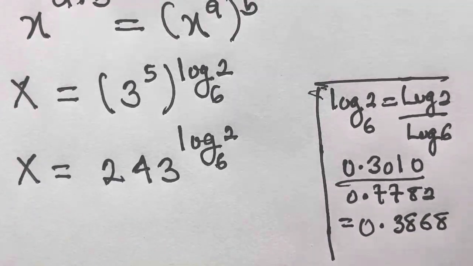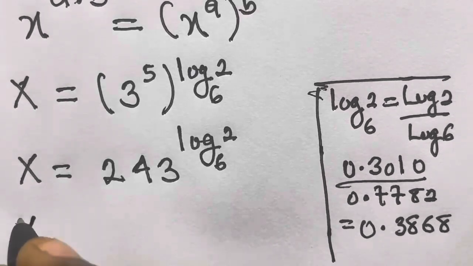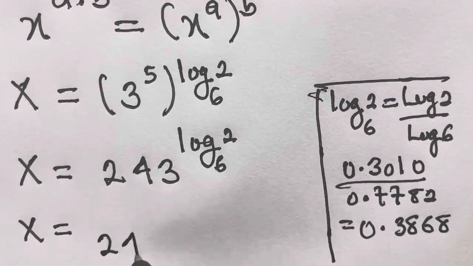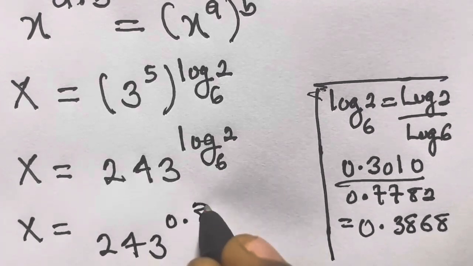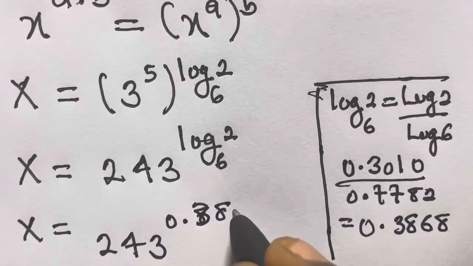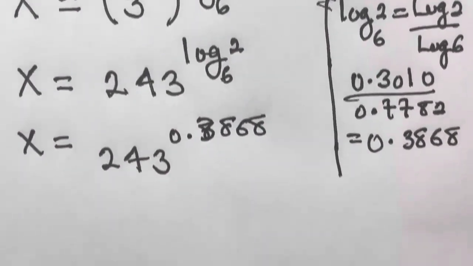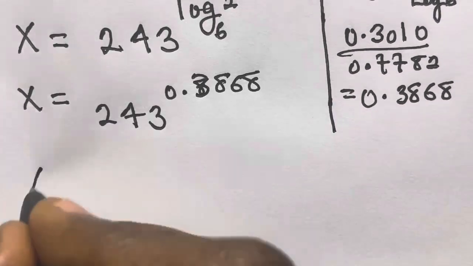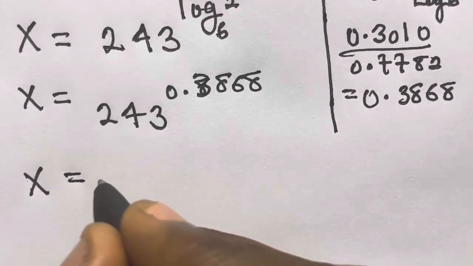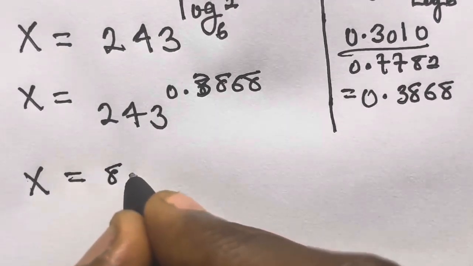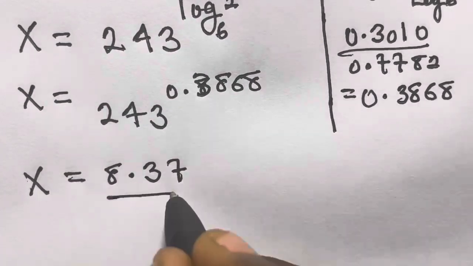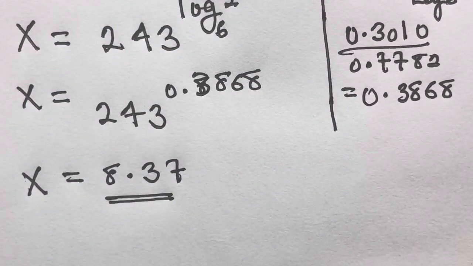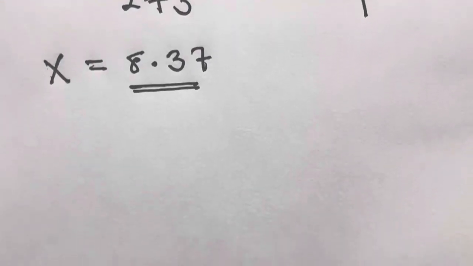0.3868. So if we substitute this into this, we will have x equals 243 raised to power 0.3868. So then we will have x equal to 8.37. So this is x for the first way. Let's try the second way.